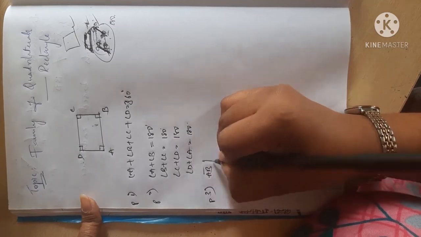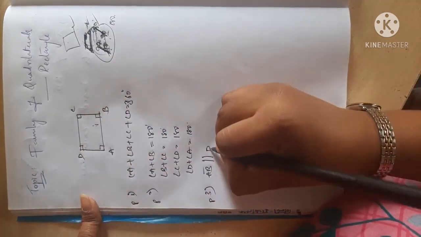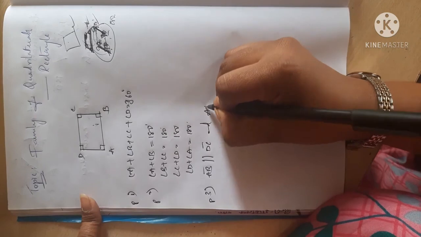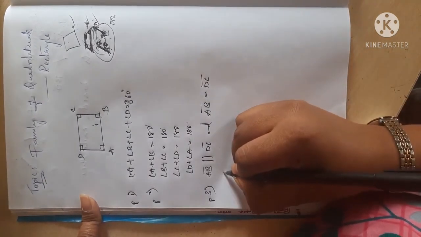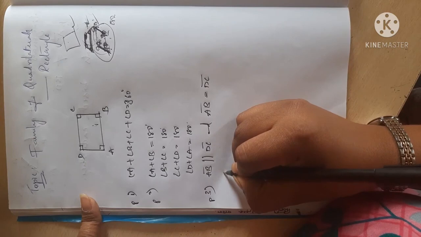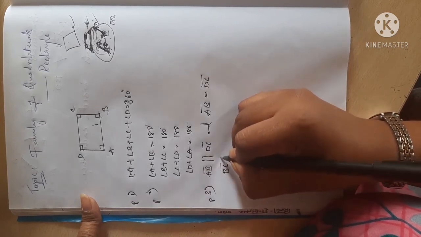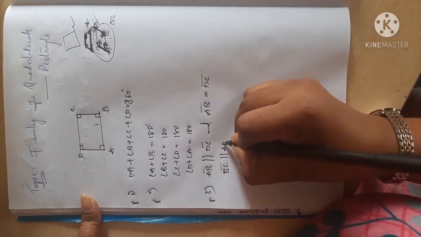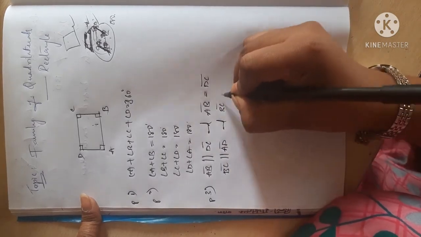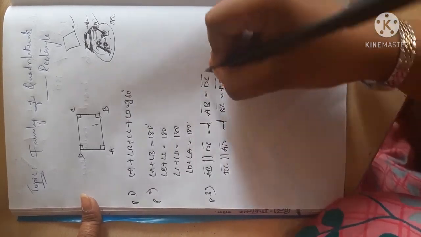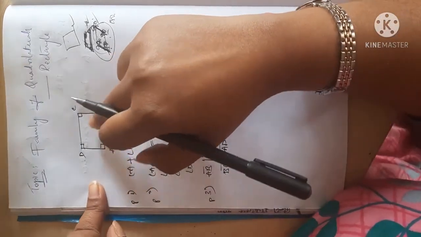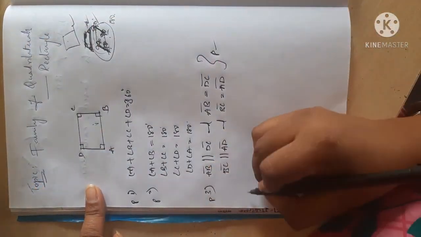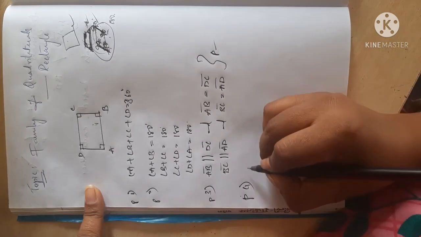AB is parallel to DC and AB is equal to DC. Next, BC is parallel to AD and BC is equal to AD. These two a parallelogram also follows. The same thing is also followed by a rectangle. Now, this is also whatever I am writing now.